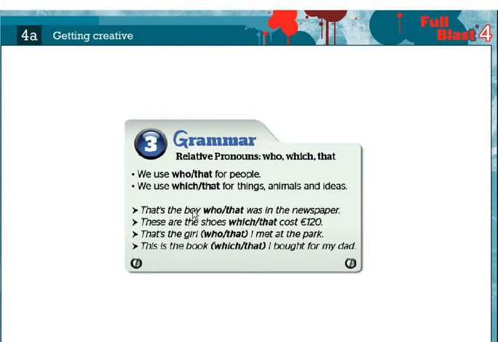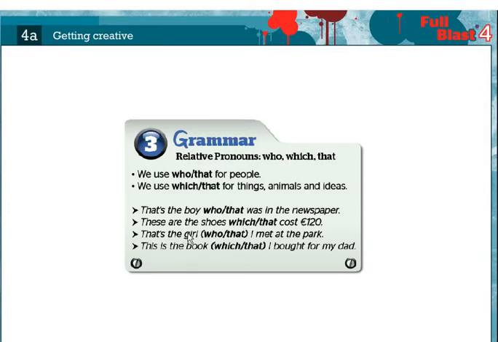That's the boy who was in the newspaper. These are the shoes which cost 120. The boy here, okay, we use who with the boy, but with shoes we use which.